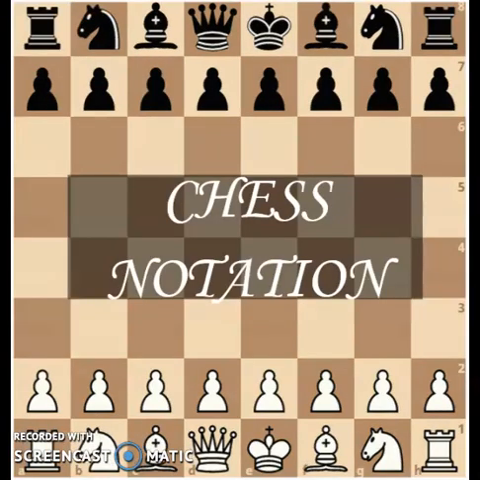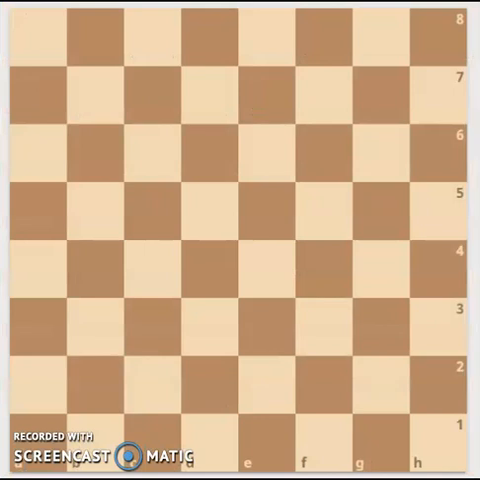Okay, let's start. After learning about how to play chess, the next important thing is to learn about the language of chess, that is, the chess notations. Chess notations help us to represent each move played in chess. Okay, let's move on to the basics.